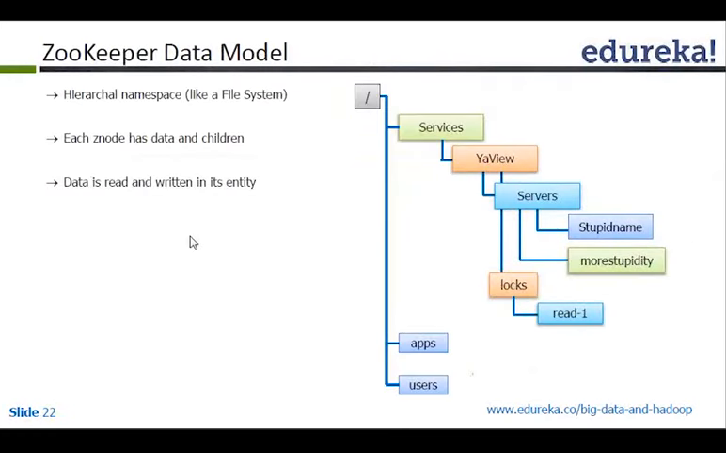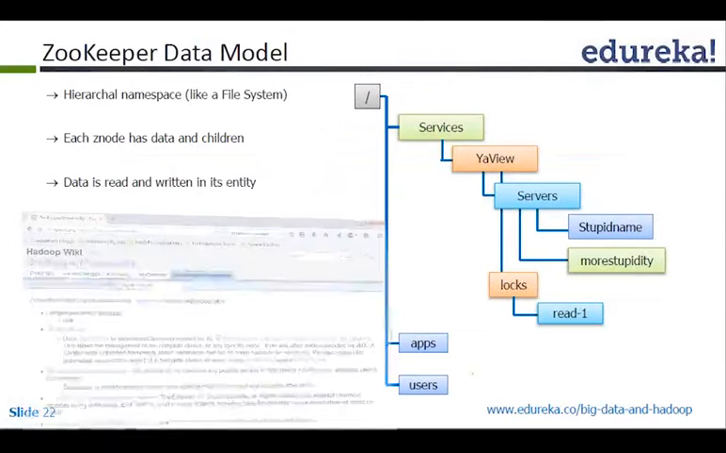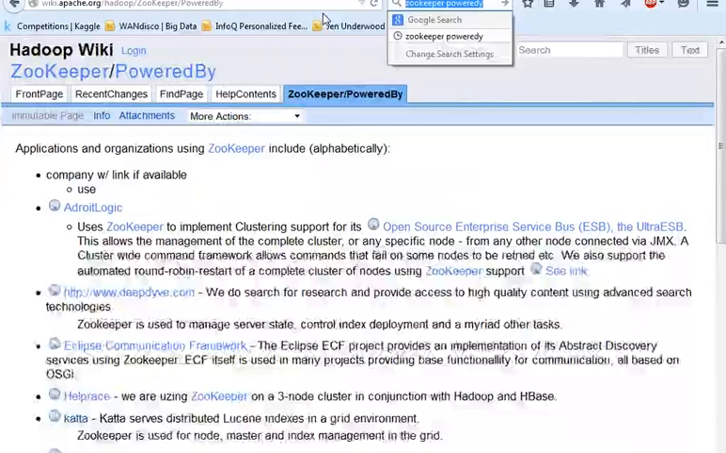Now, if you look at the data model of Zookeeper, it has a hierarchical namespace like a file system, wherein it will have the details of everybody who's connected to it. Every node will have data and children, and everything is read and written in its entirety. That means it is completely written. To understand this, let me show you something.